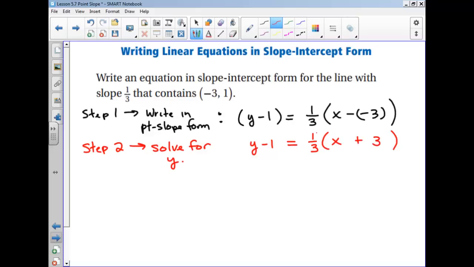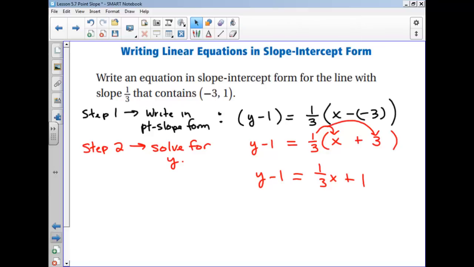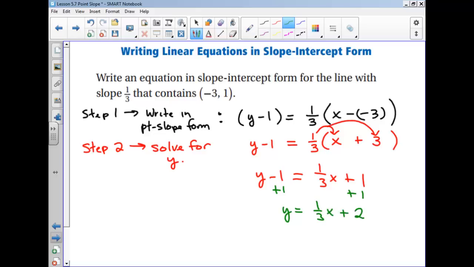And now I can use my distributive property. 1/3 times x becomes 1/3 x. 1/3 times a positive 3 becomes plus 1. Now I can rewrite it. Y minus 1 equals 1/3 x plus 1. I want to get y by itself, so I'm going to add 1 to each side and rewrite it as y equals 1/3 x plus 2.